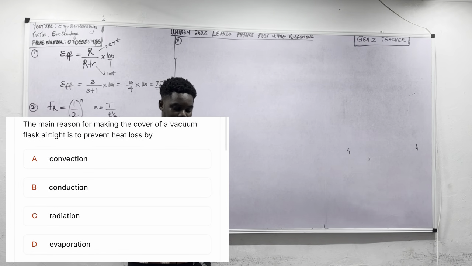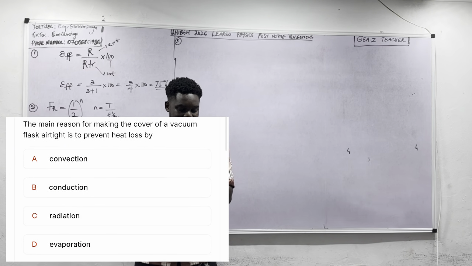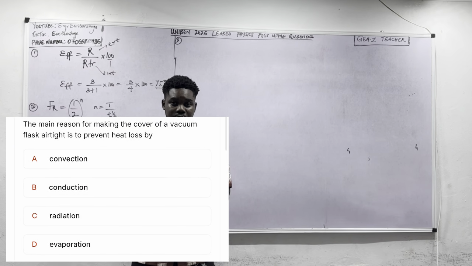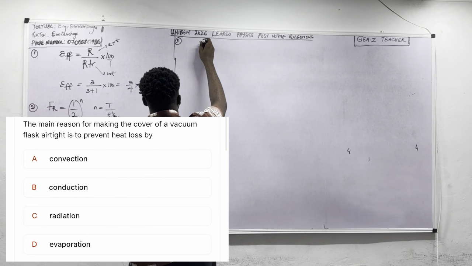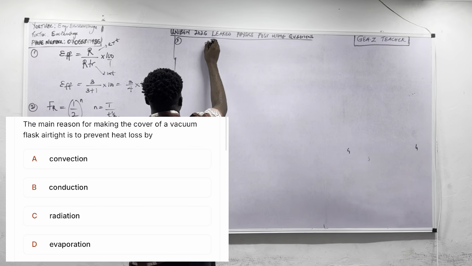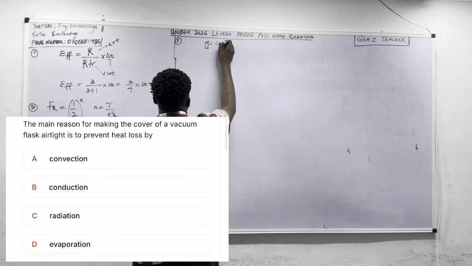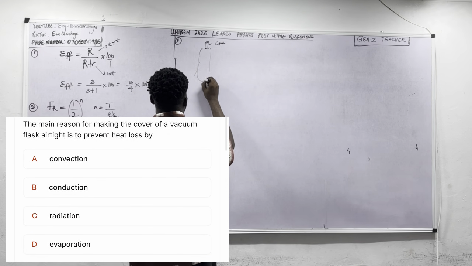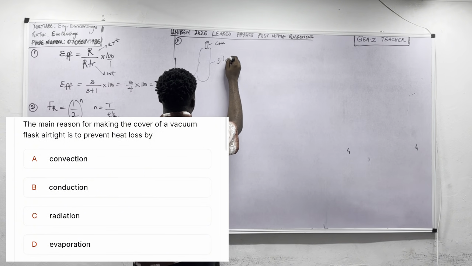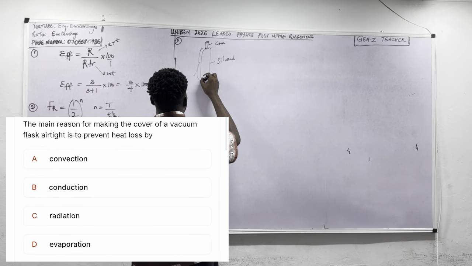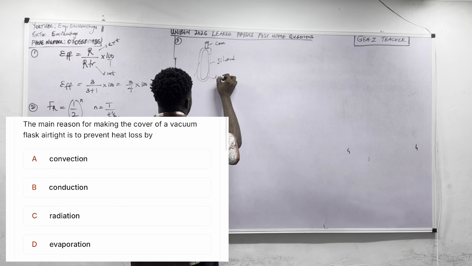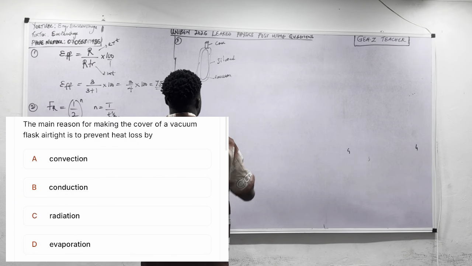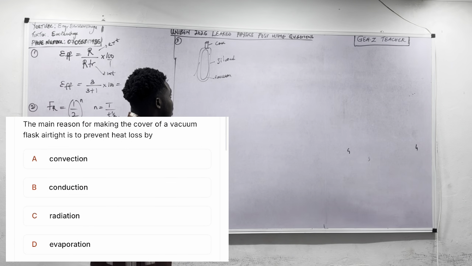Number 3 says, the main reason for making the cover of a vacuum flask airtight is to prevent heat loss by dash. Now quickly recall, for your vacuum flask, we have 3 things we use to prevent heat loss. The first is the cork, and then we also have the sealed body, and then we have the vacuum in the bottle. So we have three compartments we apply in preventing heat loss: the cork, the sealed body, and the vacuum.